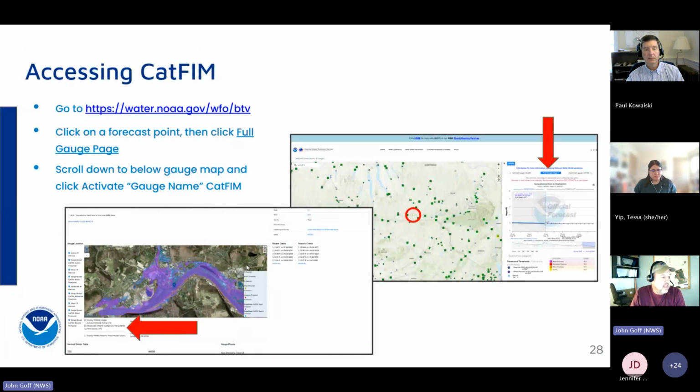So how do you access CAT FIM? You click on a gauge where it is available. You click the full gauge page. Again, remember it blows it up into the bigger hydrograph. Very similar to how you do it on the lake. You scroll down to below where the map of the river gauge is, and right down here you can click activate, deactivate, partner FIM, CAT FIM. Partner or CAT FIM in this case.